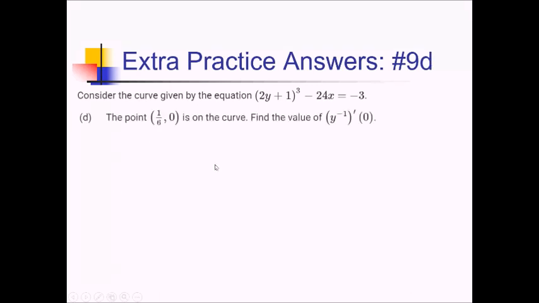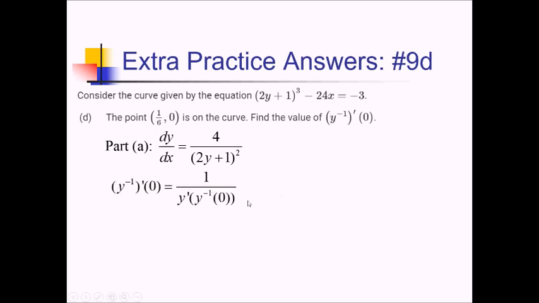On this last part of the problem, they're telling us the point (1/6, 0) is on the curve, and they want y inverse prime of 0. So let me just recall my derivative, because I'm going to need it here. From part A, here it is again. And now if I'm doing one of these inverse derivatives, I've got my general inverse derivative set up. I can write that this stuff is equal to 1 over y prime of y inverse of 0.